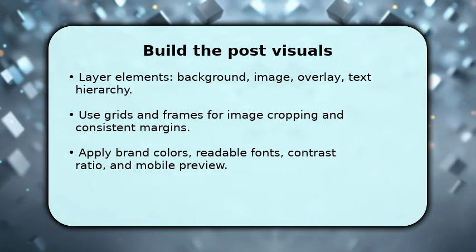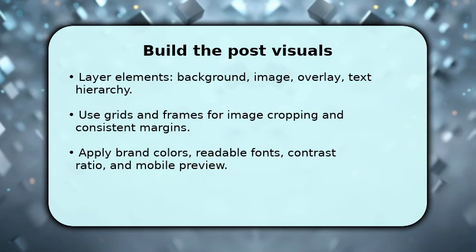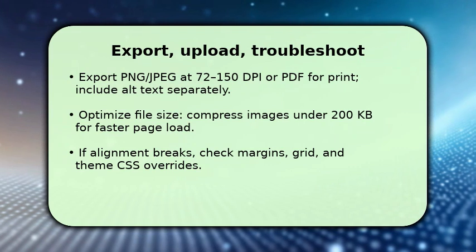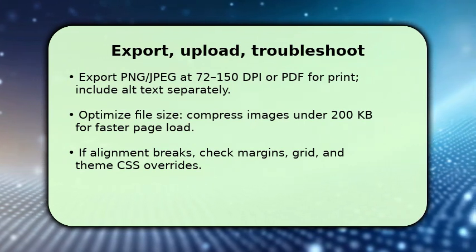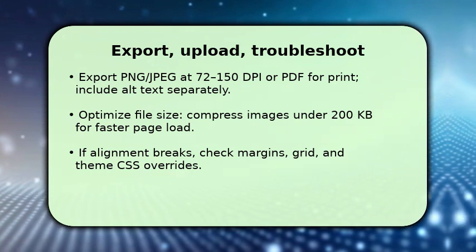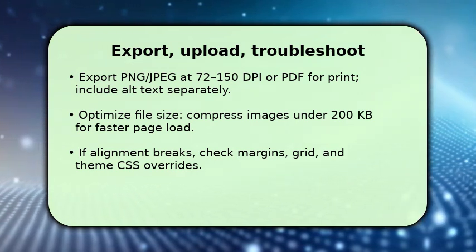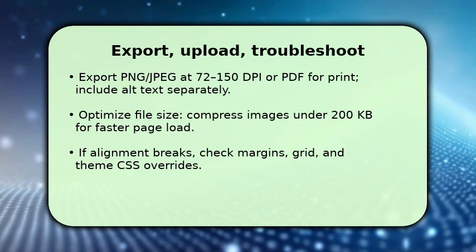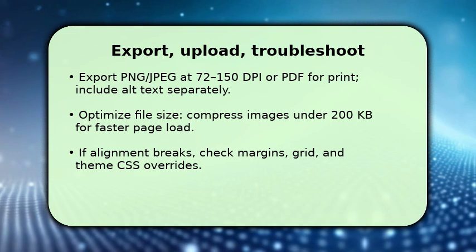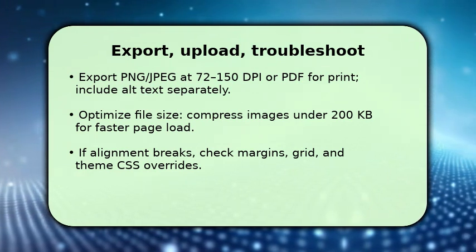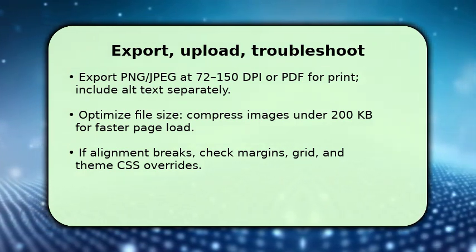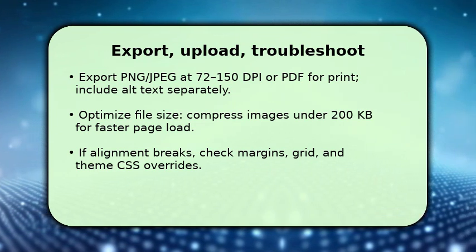You finish by exporting optimized files. Choose PNG or JPEG at 72/150 dpi for web and add alt text in your CMS. Once exported, compress images to under 200 KB so page speed stays fast, and upload them to your blog with the correct file names and captions. If elements shift after upload, check theme CSS and container margins. Often a theme max width or added padding causes changes, so adjust the Canva canvas.